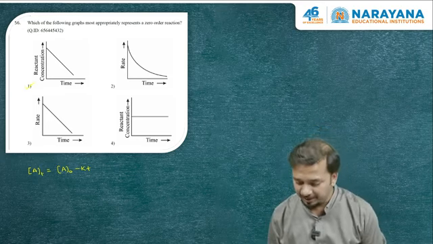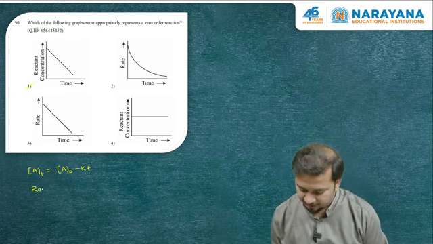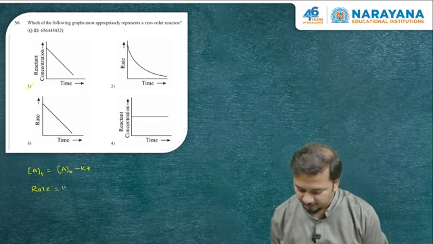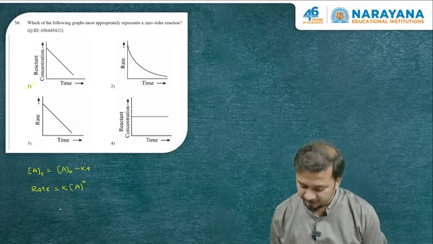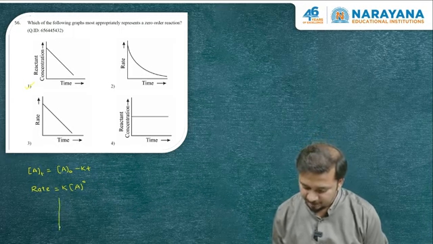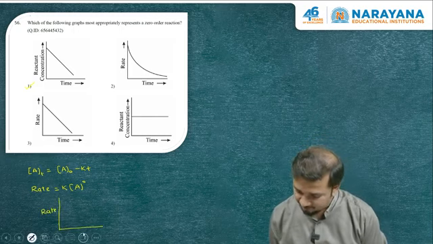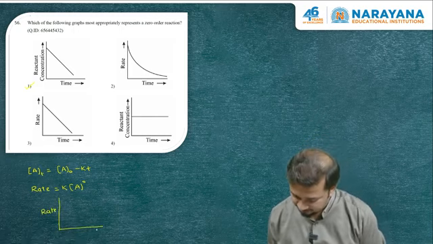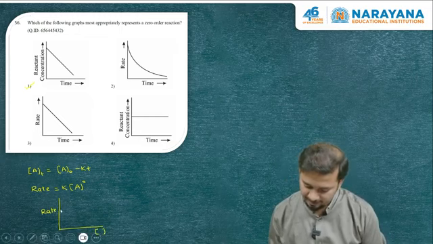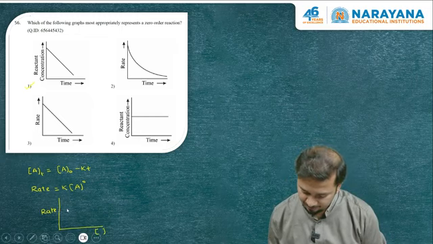If I want to draw the rate versus time graph, rate is equal to k into the concentration of A to the power 0, which means it will be a straight line. So, if you draw the rate versus concentration graph, then it will be a straight line.